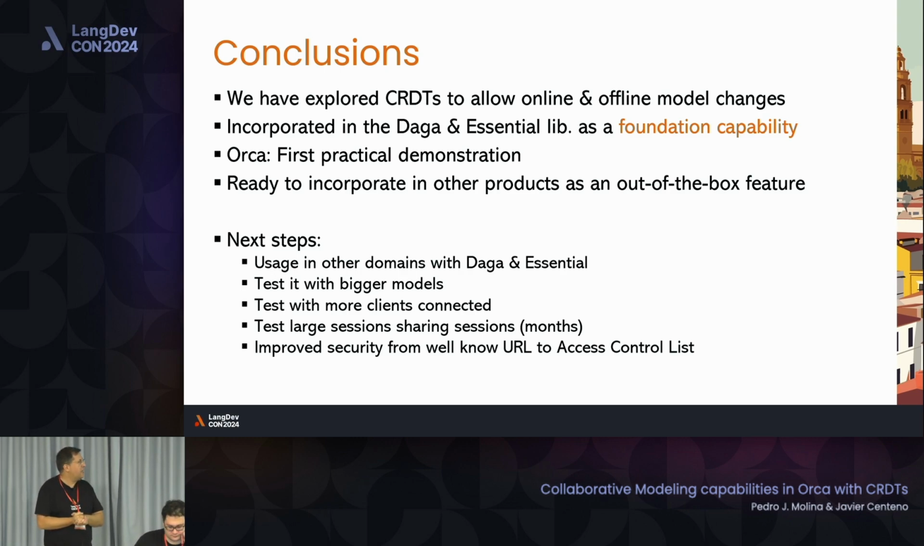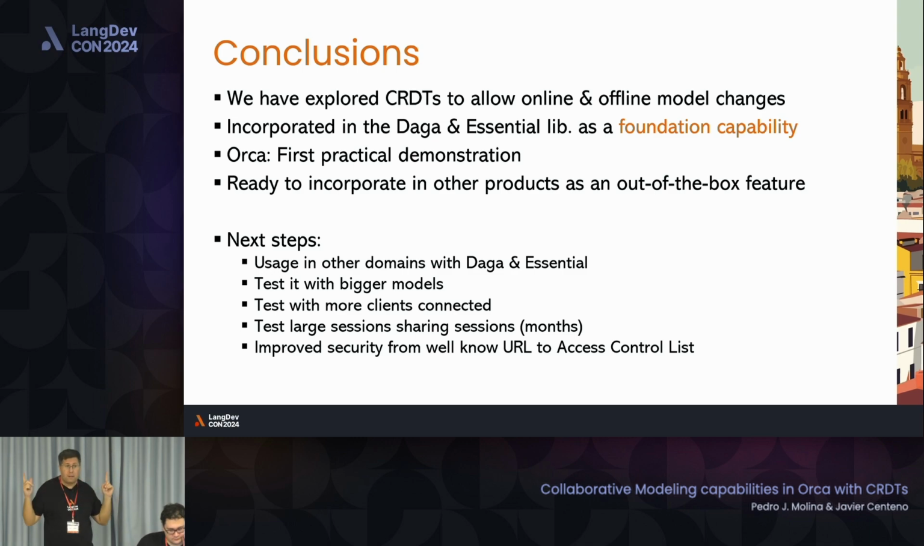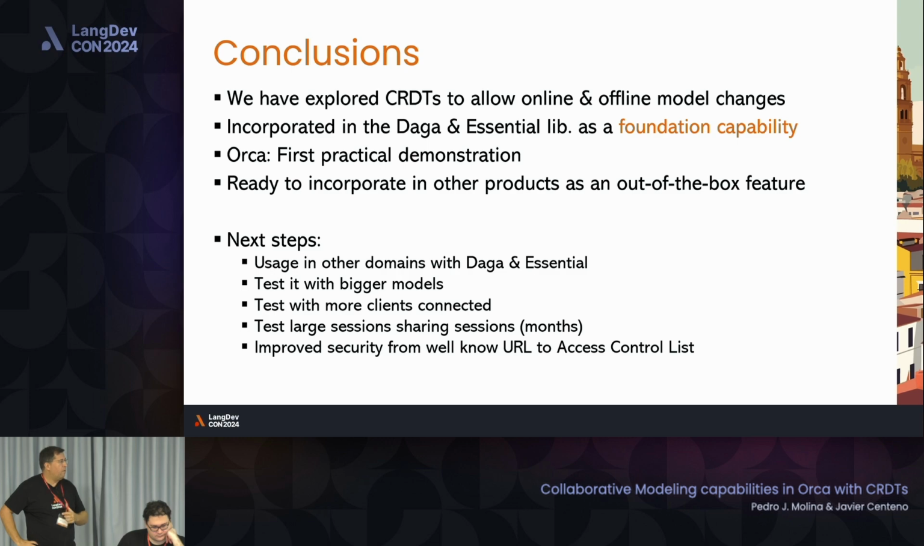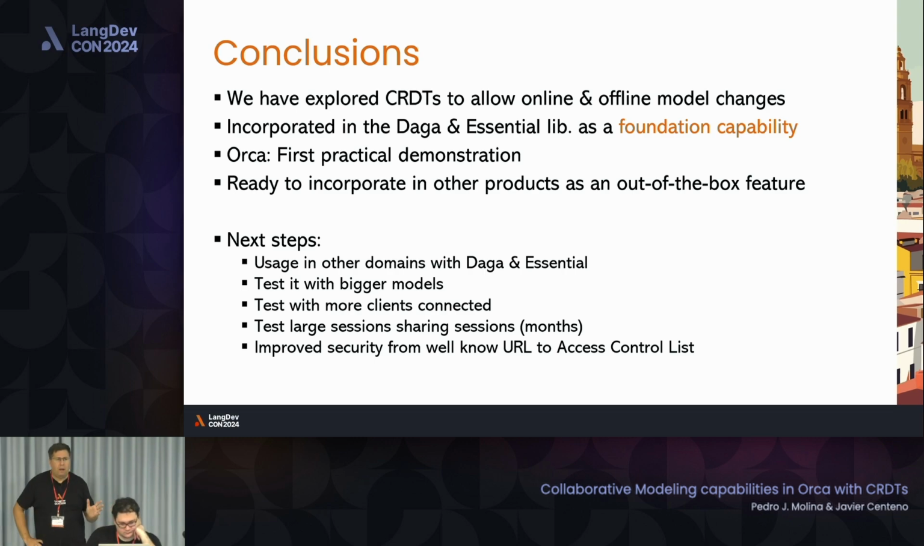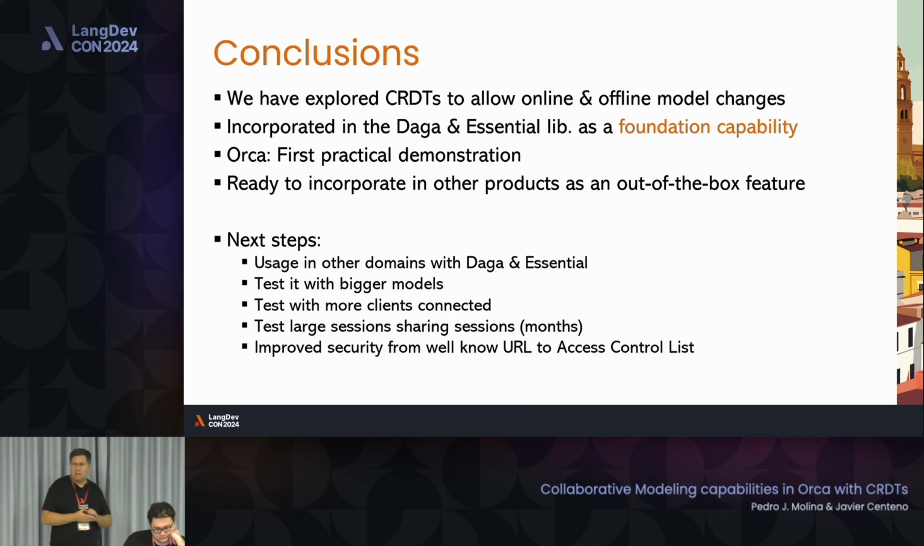So next step, we want to explore other domains that will probably need it. We will still need to test it with bigger models for sure, and to be able to scale for bigger models. Also to test it with more clients connected. We did test up to 10 connected users and it worked pretty well. Maybe we can support more. Maybe the limit is in how many WebSocket connections you can get on the server side. But if you have enough memory and CPU, I think it's doable.